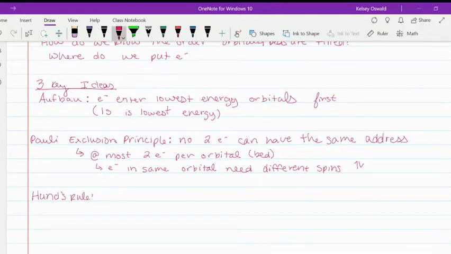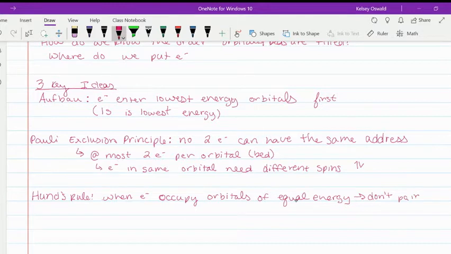So what this means is that when electrons occupy orbitals of equal energy, so let's say we look at all of our 2p electrons, our electrons are not going to pair up until they have to, until there is no more empty bed.